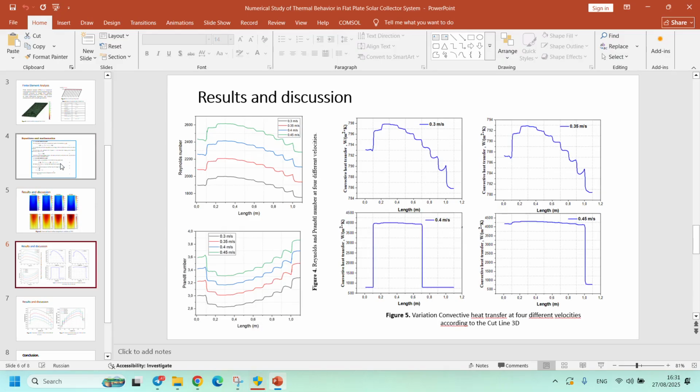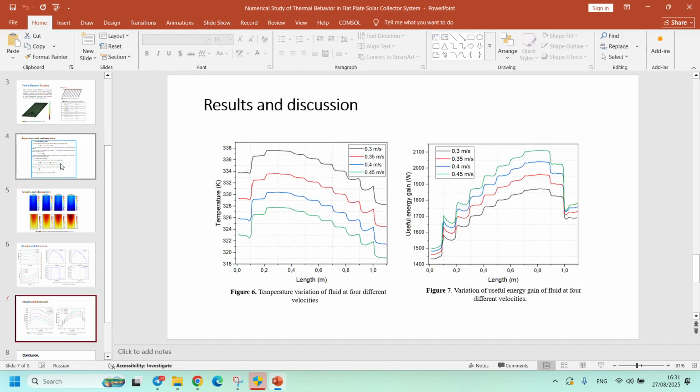Convective heat transfer at 3 different inlet velocities has also been demonstrated. The maximum convective heat transfer value is observed with the higher inlet velocities of 0.4 and 0.45 meter per second. Temperature variation at 4 different inlet velocities has also been demonstrated, and the maximum temperature variation is observed with the lower inlet velocity of around 0.3 meter per second.